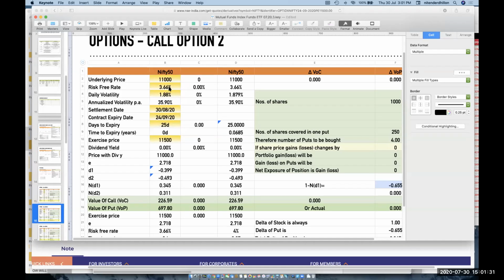The risk-free rate, let's say, is around a number like 3.66. And 30th of August की कहानी है ये. So if on 30th of August the market is already at 11,000 and 11,500 is the exercise price, will the premium be more than 640, less than 640? What do you feel? Put option seller को tension हो रही होगी, क्या हो रही होगी?